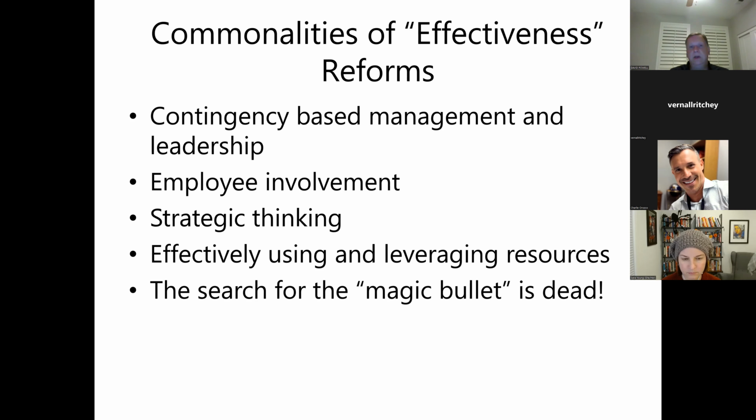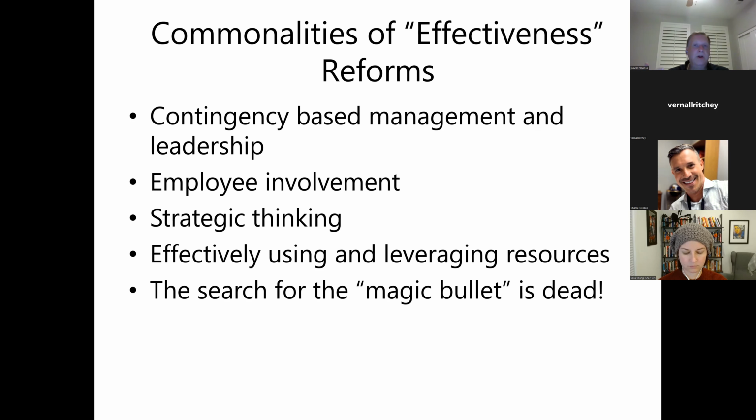Contingency-based management and leadership. Employee involvement, and as we talked about, as Charlie had mentioned, involving people in the development of goals and how tasks are done. The more employee involvement you have, certainly the more potential for conflict that you're going to have to manage, but also the more potential for buy-in to the mission and the operations of the organization.